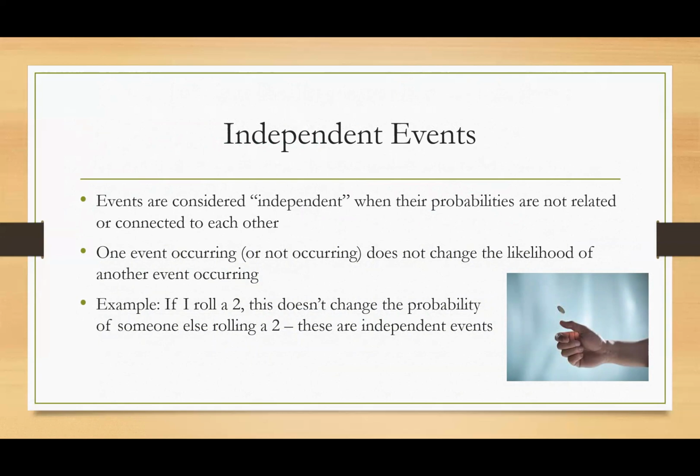So for example, if I roll a 2 in a game, that doesn't change the probability that someone else is going to roll a 2. My roll doesn't affect their roll. At the end of the day, you're just rolling a dice. The dice doesn't know if the person before you had rolled a 2. They're independent events. Every time you roll that dice, it's a clean slate. You could get any number.